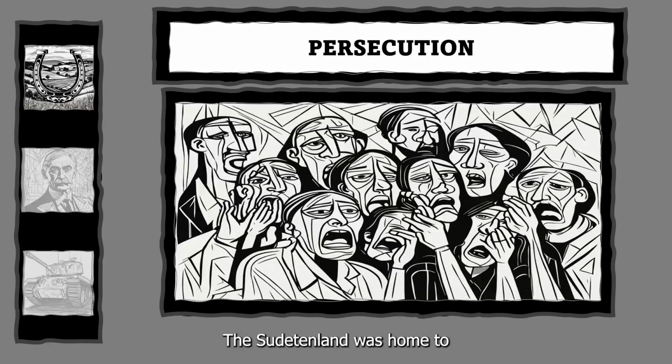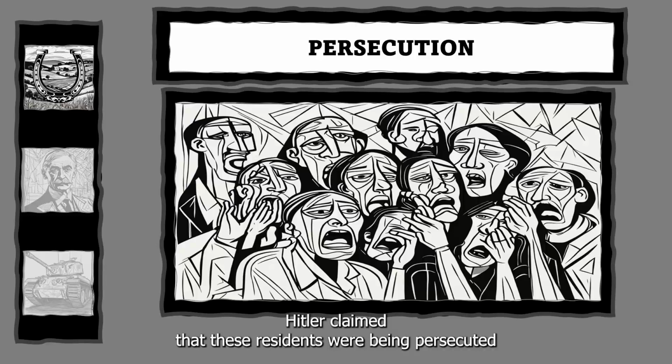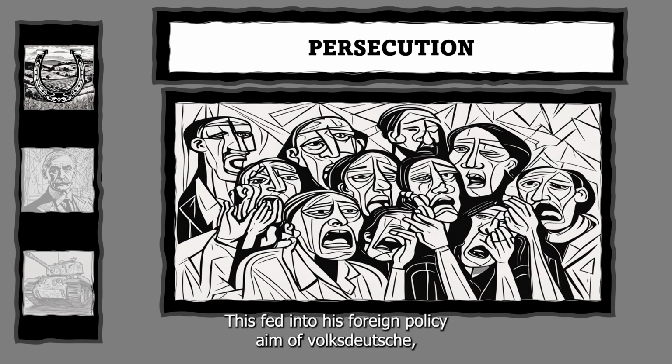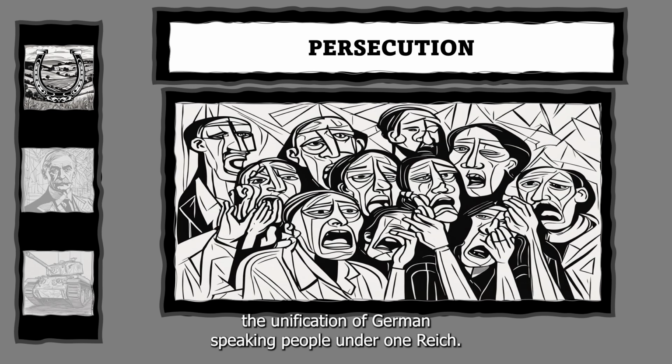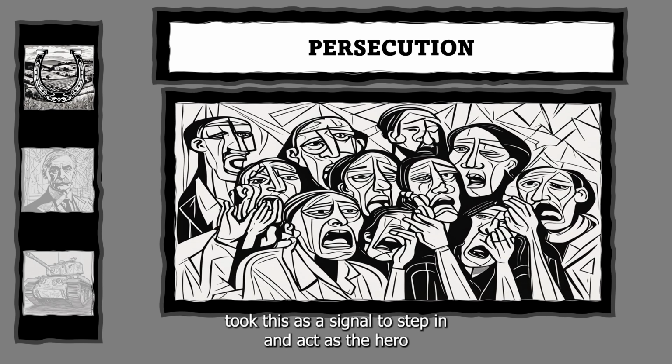The Sudetenland was home to approximately 3 million German-speaking people. Hitler claimed that these residents were being persecuted because they considered themselves ethnically German and not Czech. This fed into his foreign policy aim of Volksdeutsch, the unification of German-speaking people under one Reich. In 1938, rioting broke out in the Sudetenland, and Hitler took this as a signal to step in and act as the hero, as he had done in Austria.